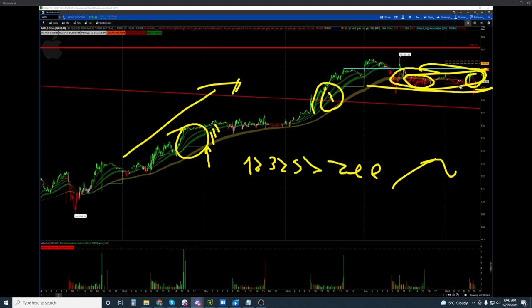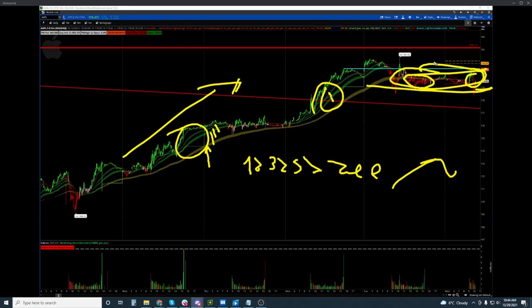Consolidation can always be two faces of the medal: distribution or accumulation. Distribution in case this is a top, accumulation in case this is just an absorption, and then we move to higher prices.